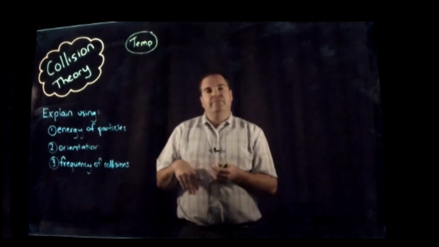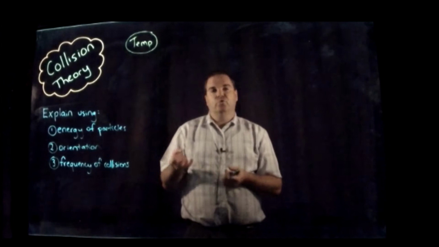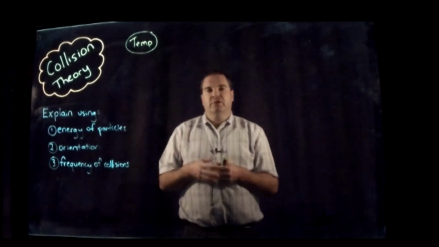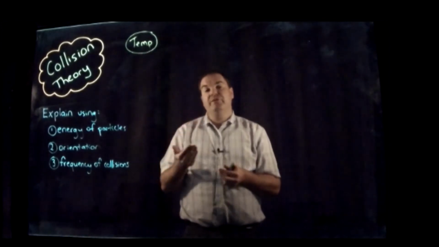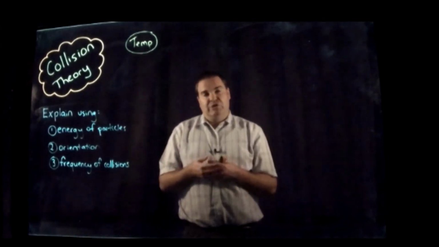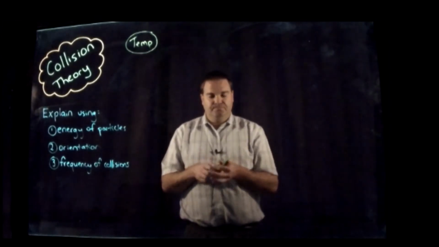You know, if you leave meat out on a bench, for example, some raw meat, it'll go off very quickly. Whereas if you put it in the fridge, it will last a lot longer. You put it in a freezer and it can last up to 3 to 6 months. So we're going to talk about, in terms of collision theory, why that occurs.